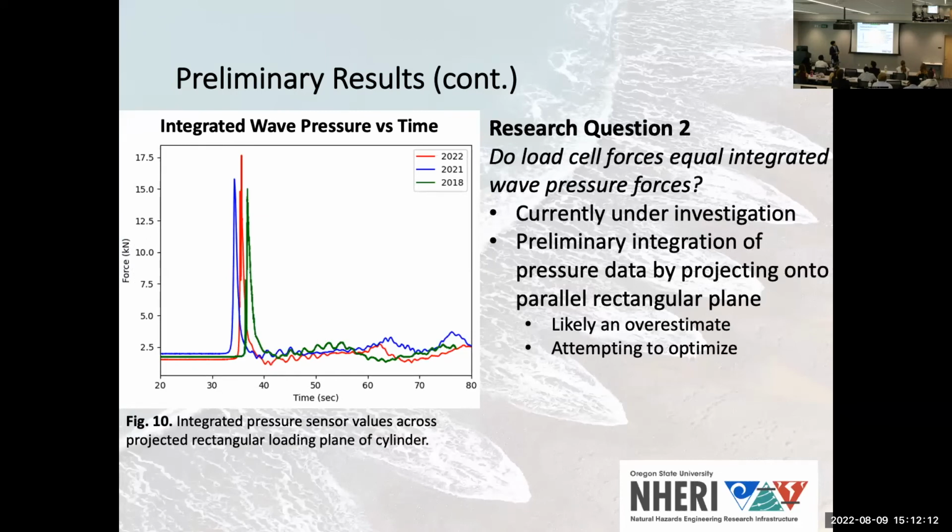With that sensor data, we were able to do a preliminary integration of that pressure. The quickest way to do it was essentially a projection onto a rectangular plane parallel to the cylinder. This is most likely an overestimation, so that's why I have not compared it yet, but I'm just trying to show you what the thinking is and what we'll do over the course of this next week. So that's currently under investigation, and we'll try to optimize that over the next few days.